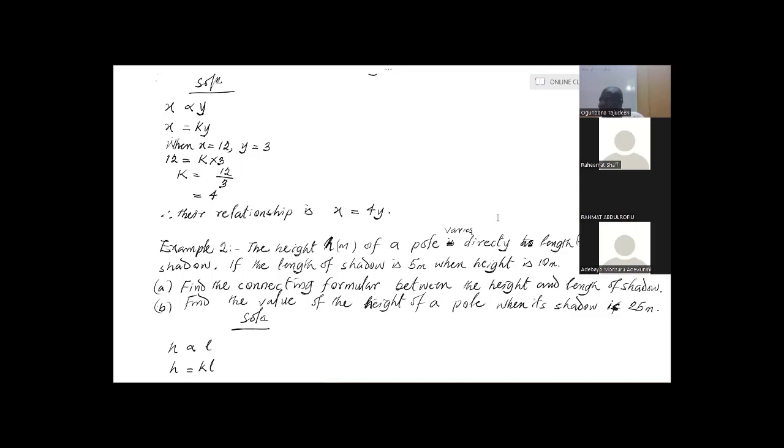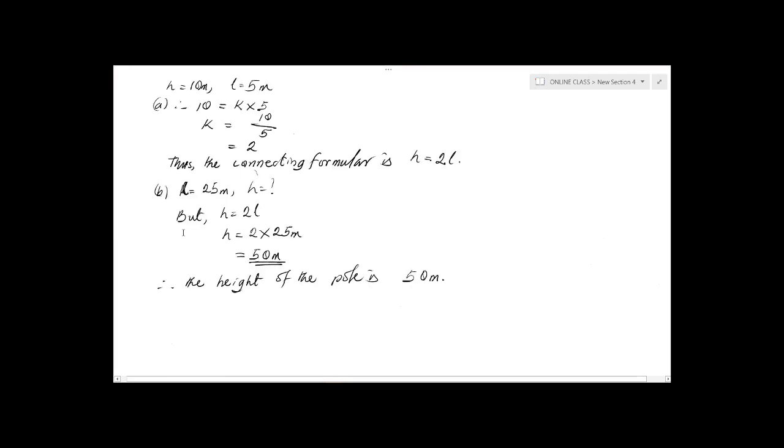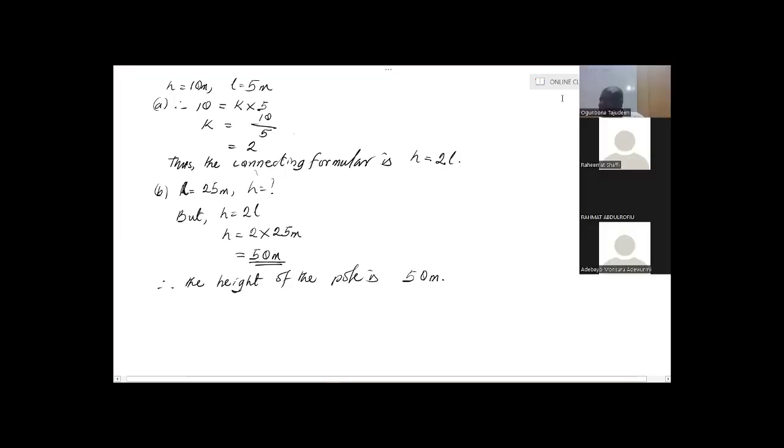Now, what do we do here at this point? So easy. Go to the formula that you have already found, H equals 2L. When L is 25 meters, H equals 2 times 25 meters, then the height of the pole is 50 meters. Do you now understand? Yes, sir. Clear now? You understand? Okay.